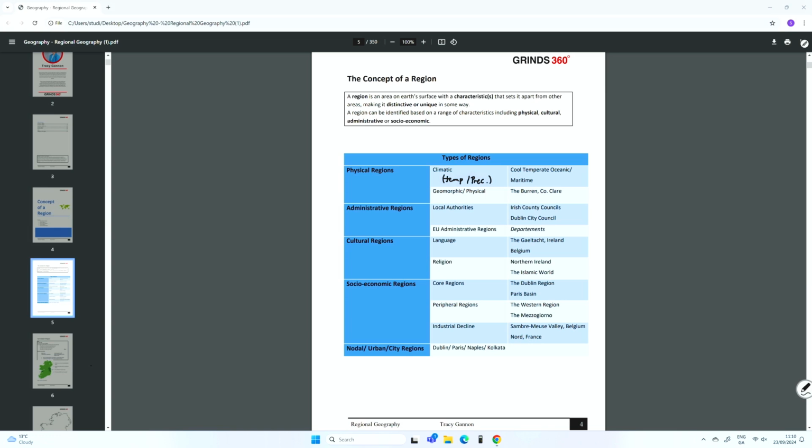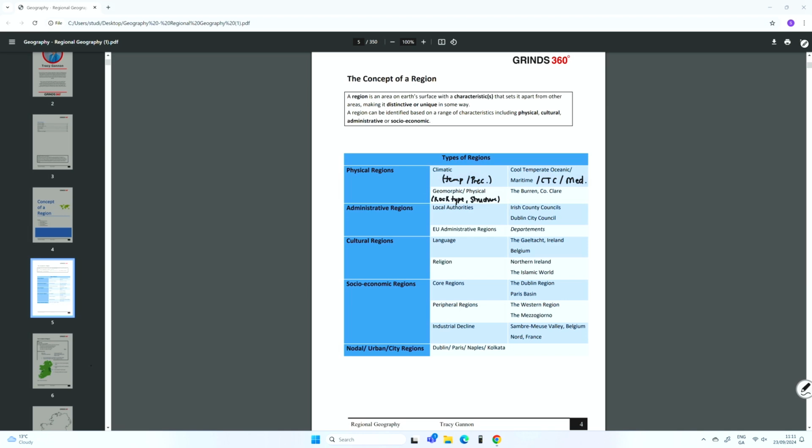Now, examples you'll see here is cool temperate oceanic, also referred to as maritime, but you could also have the likes of cool temperate continental, CTC for cool temperate continental, or a common one that's asked is Mediterranean, or included, I should say. Our second physical region is our geomorphological or geomorphic, which is based, generally speaking, on rock type or rock structure.